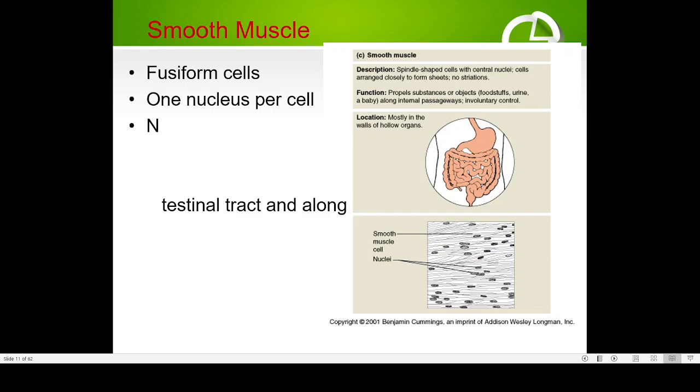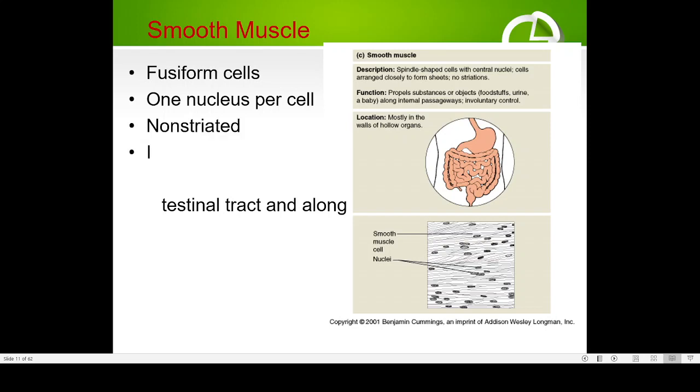So, for example, this is a rectangle. If this end is pointed like that and this end is also pointed like this, we can call it spindle shaped or fusiform. So, fusiform cells are there. Then the second characteristic is that there is only one nucleus for each cell. In the case of a cardiac cell, maybe two nuclei may be present. In skeletal muscle cells, we can find more than two nuclei. But here only one nucleus is present for each cell.